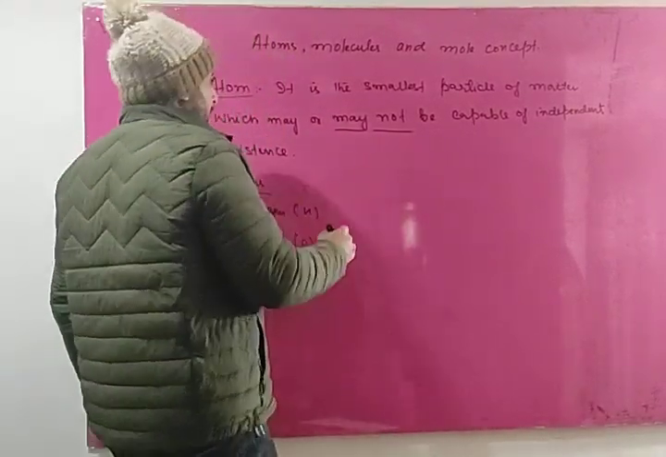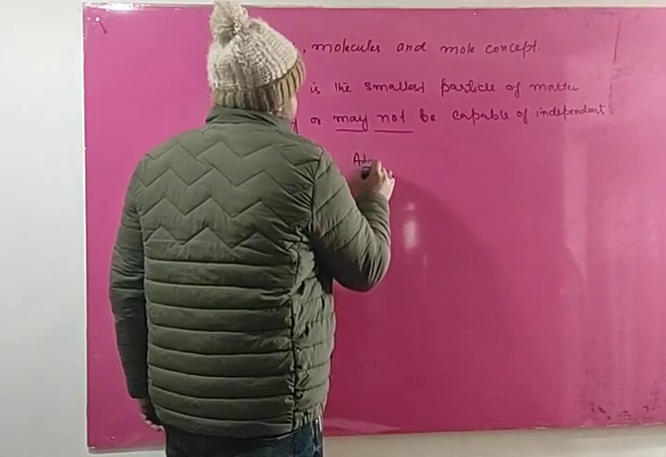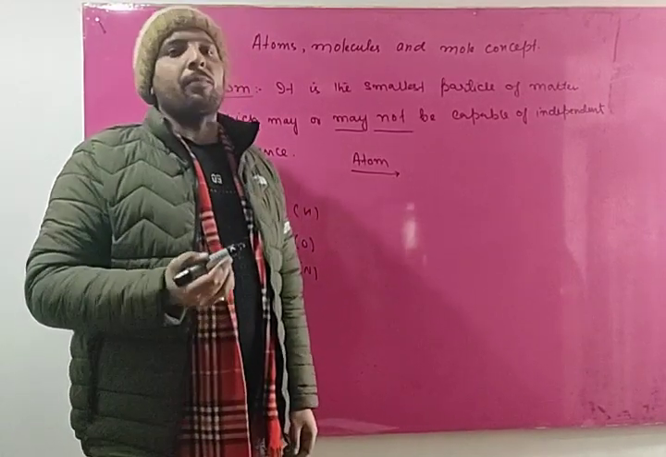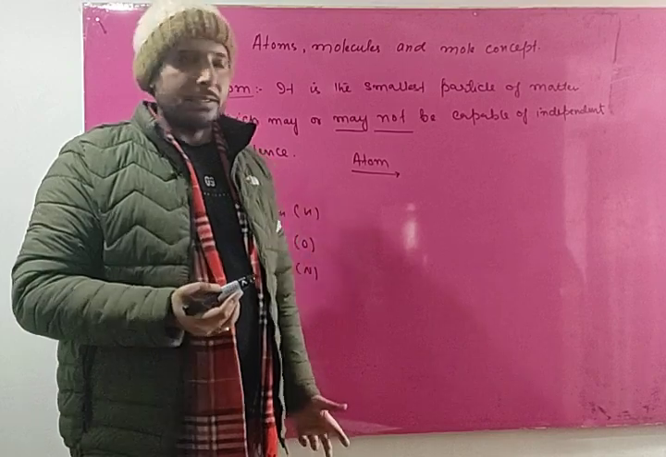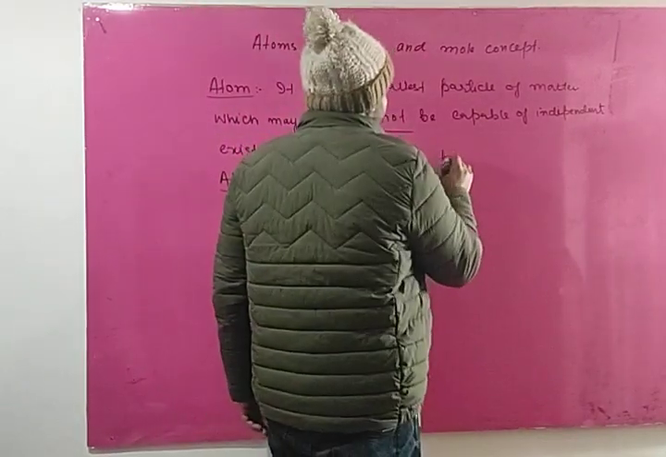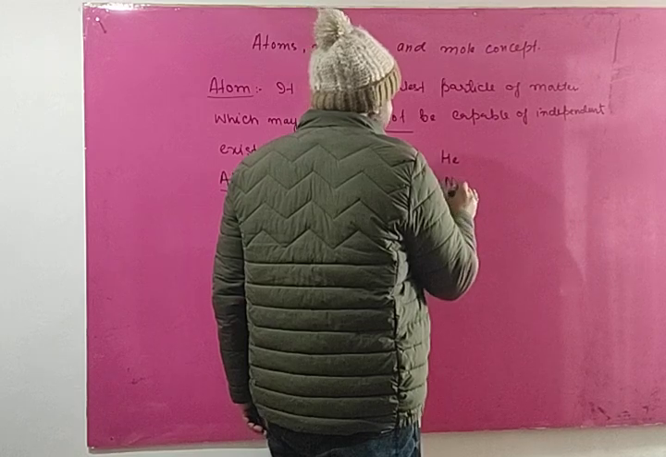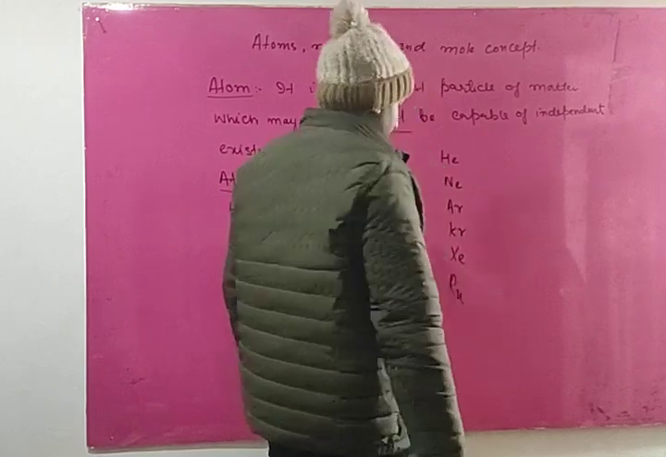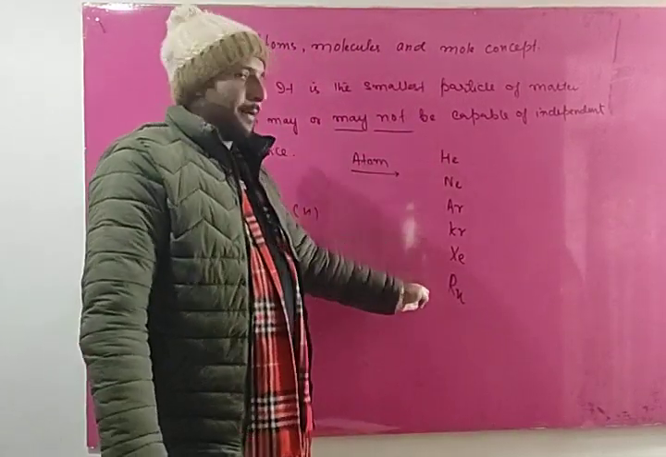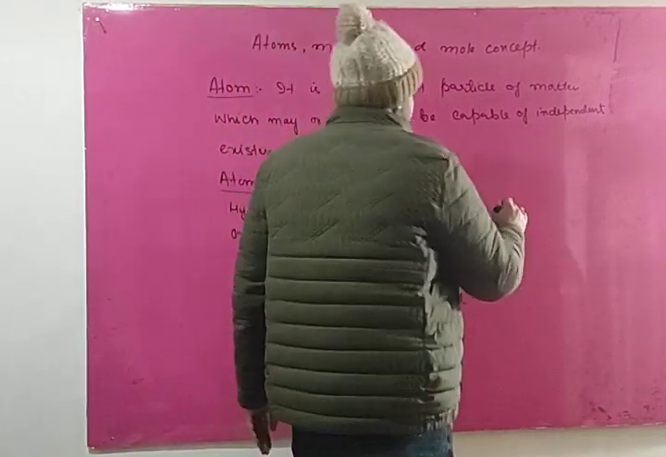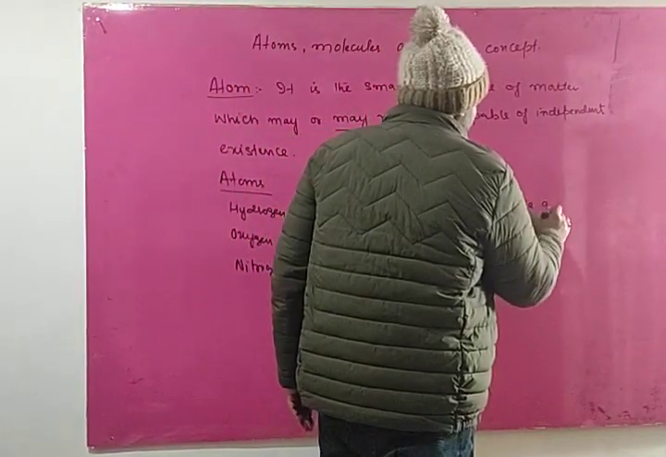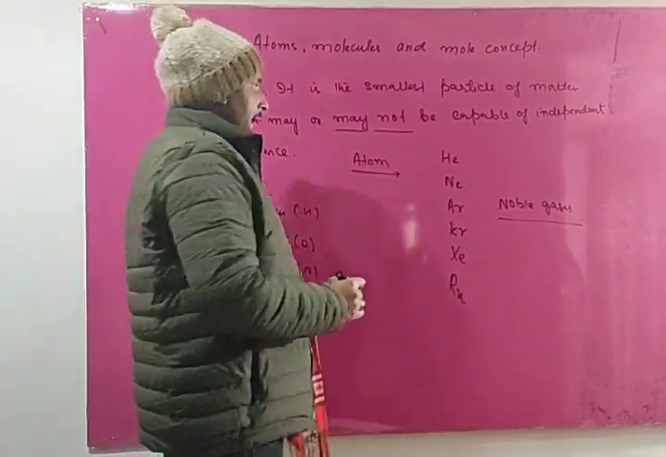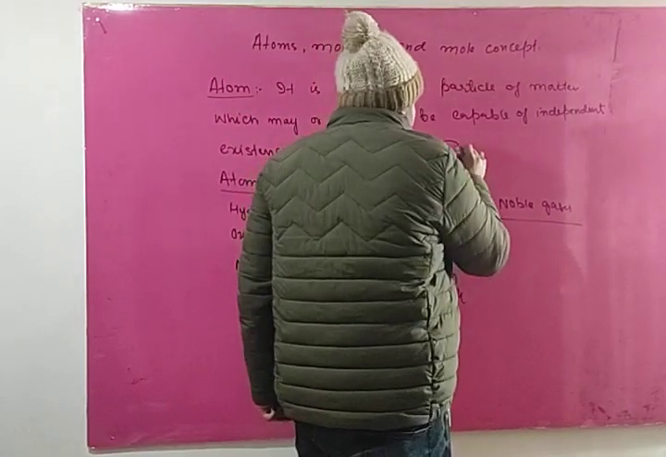Now, एटम जो है कुछ केसेस में, that means there are a number of atoms which are capable of independent existence. All right? Say for example, we can have atoms of helium, neon, argon, krypton, xenon, radon. ये जो हमारे पास एलिमेंट्स है जिनको हम नोबल गैसेस कहते हैं, these are known as noble gases. In these noble gases, their atoms are capable of independent existence.